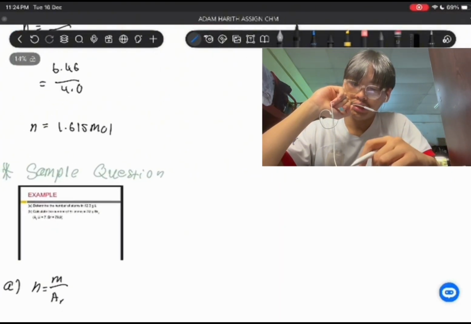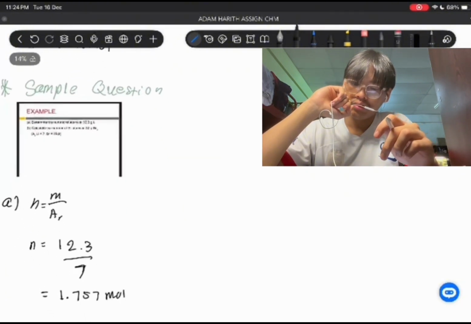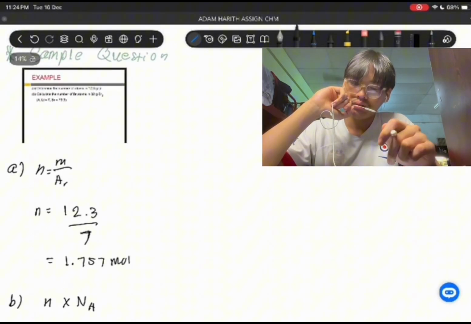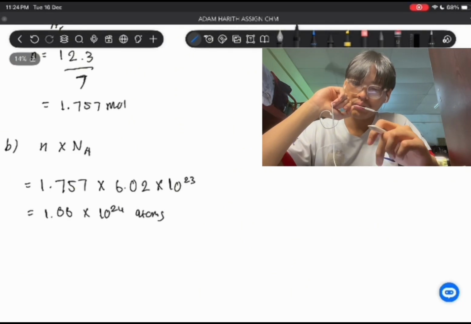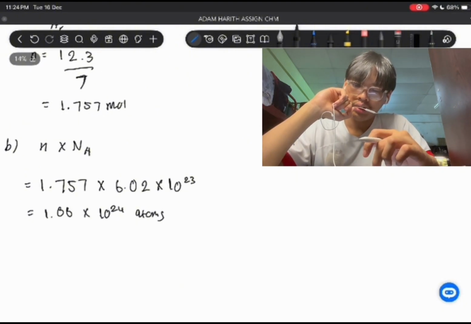The other question is a simple question, M over AR, 12.3 divided by 7, you get 1.757 mole. For B, multiply by NA: 1.757 multiplied by 6.02 multiplied by 10 to the power 23, and then you get the answer 1.00 multiplied by 10 to the power 24 atoms.